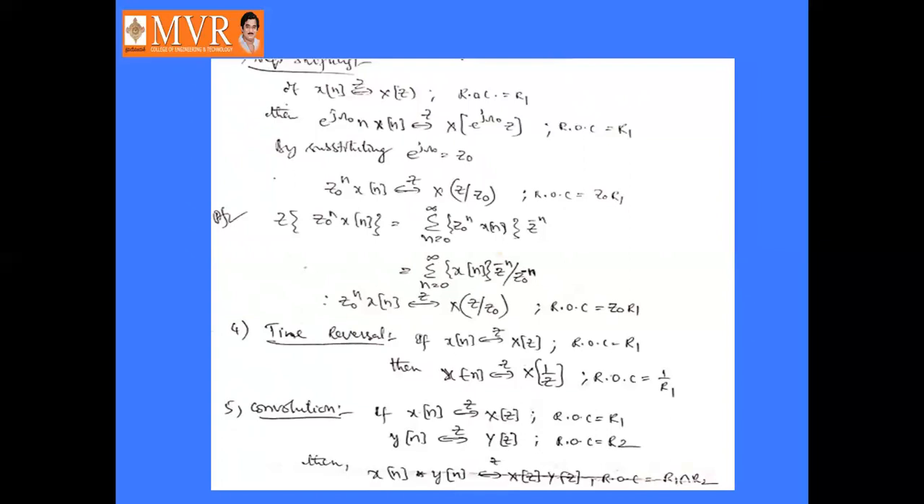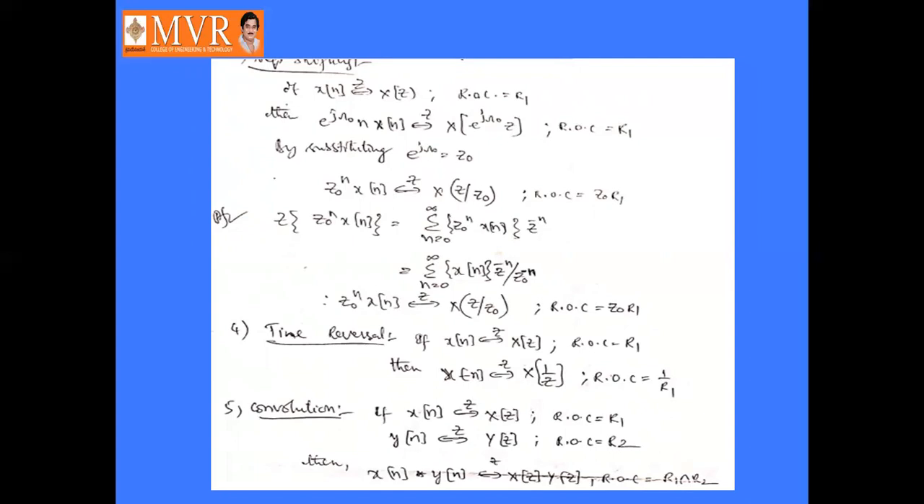So substituting e power j omega naught as z naught, the z transform of z naught power n into x of n is nothing but x of z by z naught. So taking the z transform, sigma n equal 0 to infinity z naught power n into x of n whole into z power minus n. So it is x of n into z power minus n by z naught power minus n, or it is nothing but x of z by z naught. Here ROC is z naught R1. Okay.